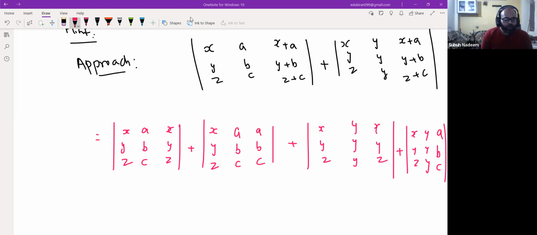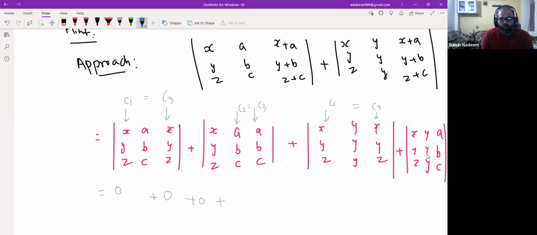Now if you see here, the first column and the third column, both of them are identical, so this determinant will be zero. Here, second column and third column are identical, so this will be zero. Here, first column and third column are identical, so it will also be zero. Finally, we reach the last.